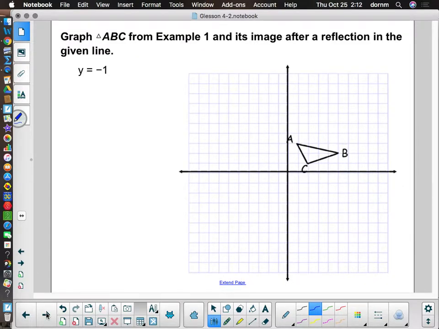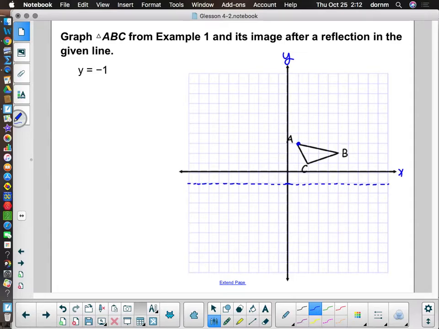Let's do another one. Here's the same picture. This time we're going to reflect in the line y equals -1. Well, x equals 3 was on the x-axis 3 units over. So y equals -1 has to be on the y-axis 1 unit down. There's my line of reflection. We want to mark that in. And now we just reflect again one point at a time.